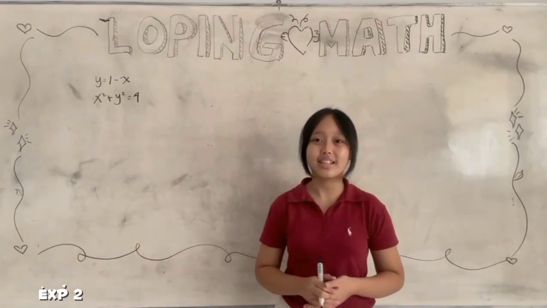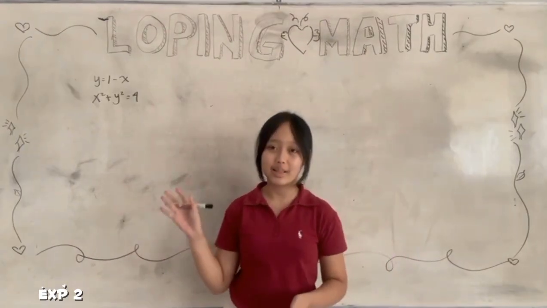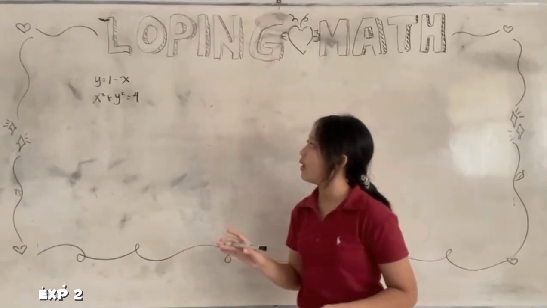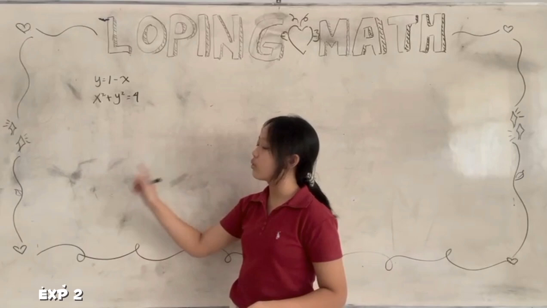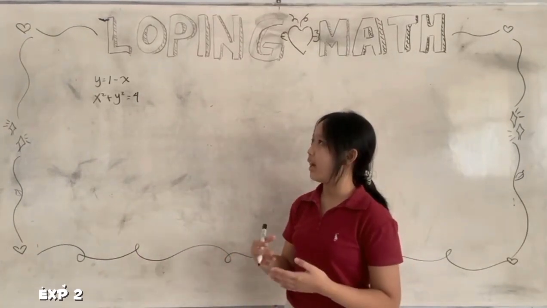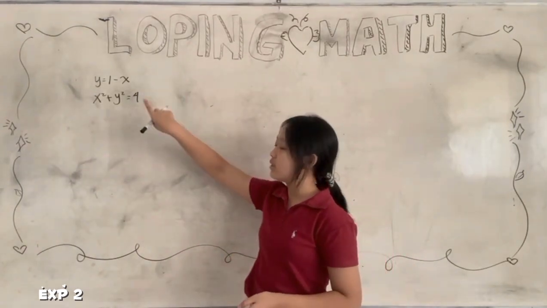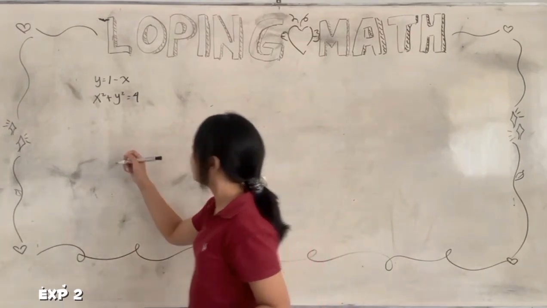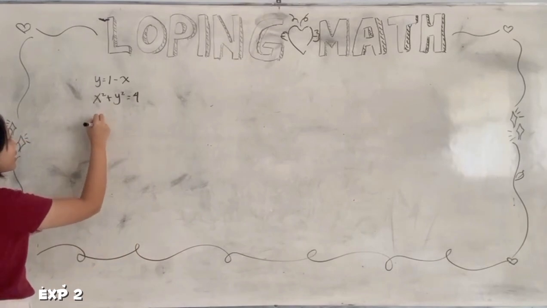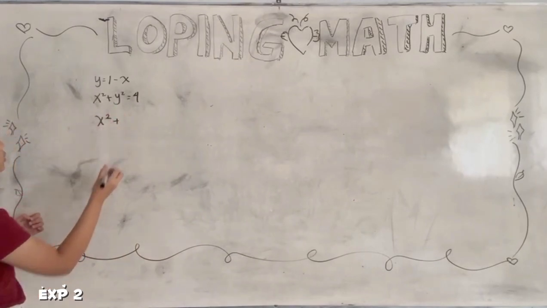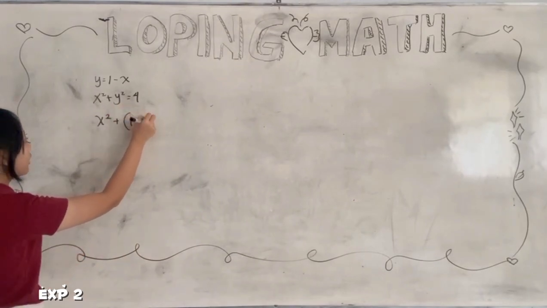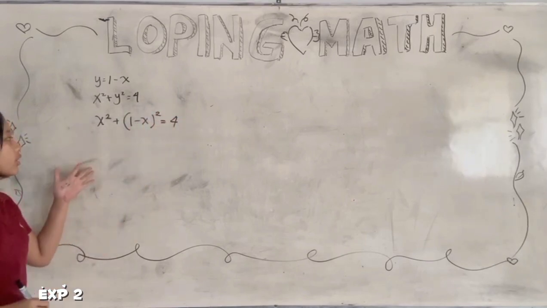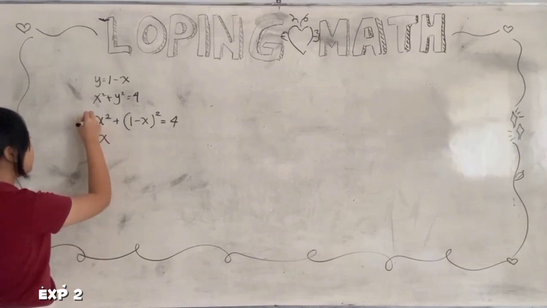So, for deeper understanding, we provide you the next example. Here we've got two equations. y equals 1 minus x and x squared plus y squared equals 4. Because we already have y as the subject here, we only have to substitute it into the next equation. So it will be x squared plus (1 minus x) squared equals 4. And then we just have to solve it.